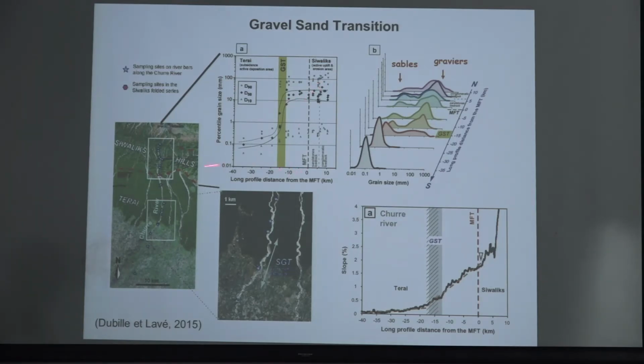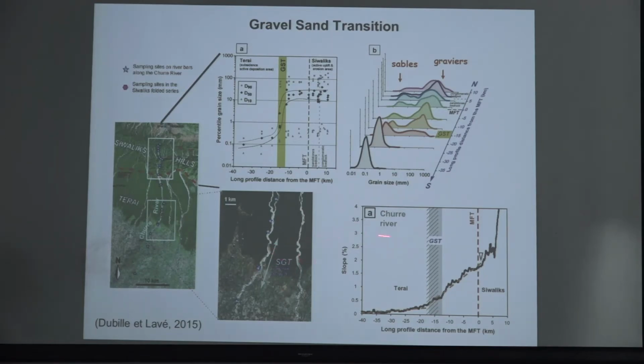Over 10 kilometers from here to here, it's almost gravel, slightly decreasing, but not so much, for both the D10, the D50, so the median size, and the largest class, D90. So it remains roughly constant, slightly decreasing, and then abruptly it drops by 2 orders of magnitude, and we arrive at a location where only sand is transported.